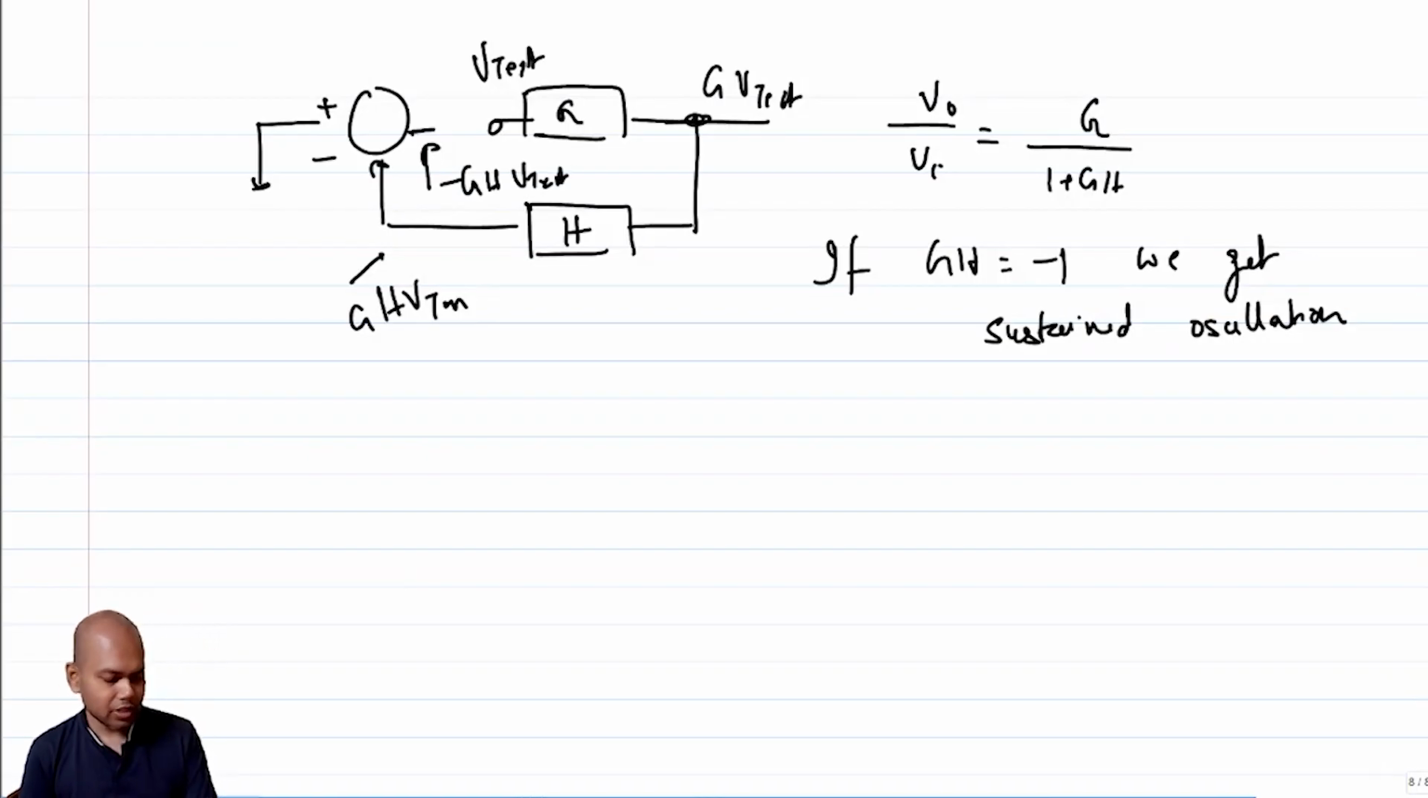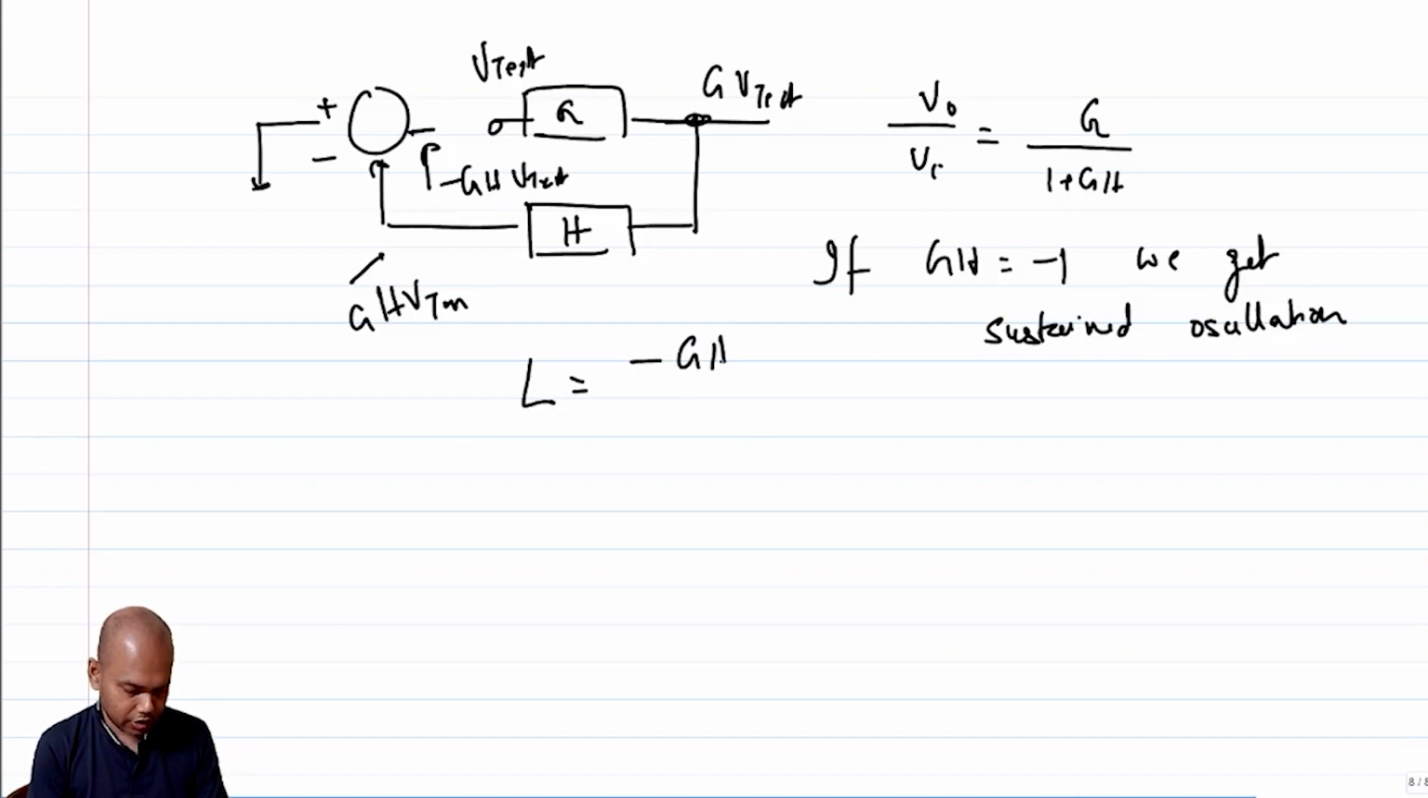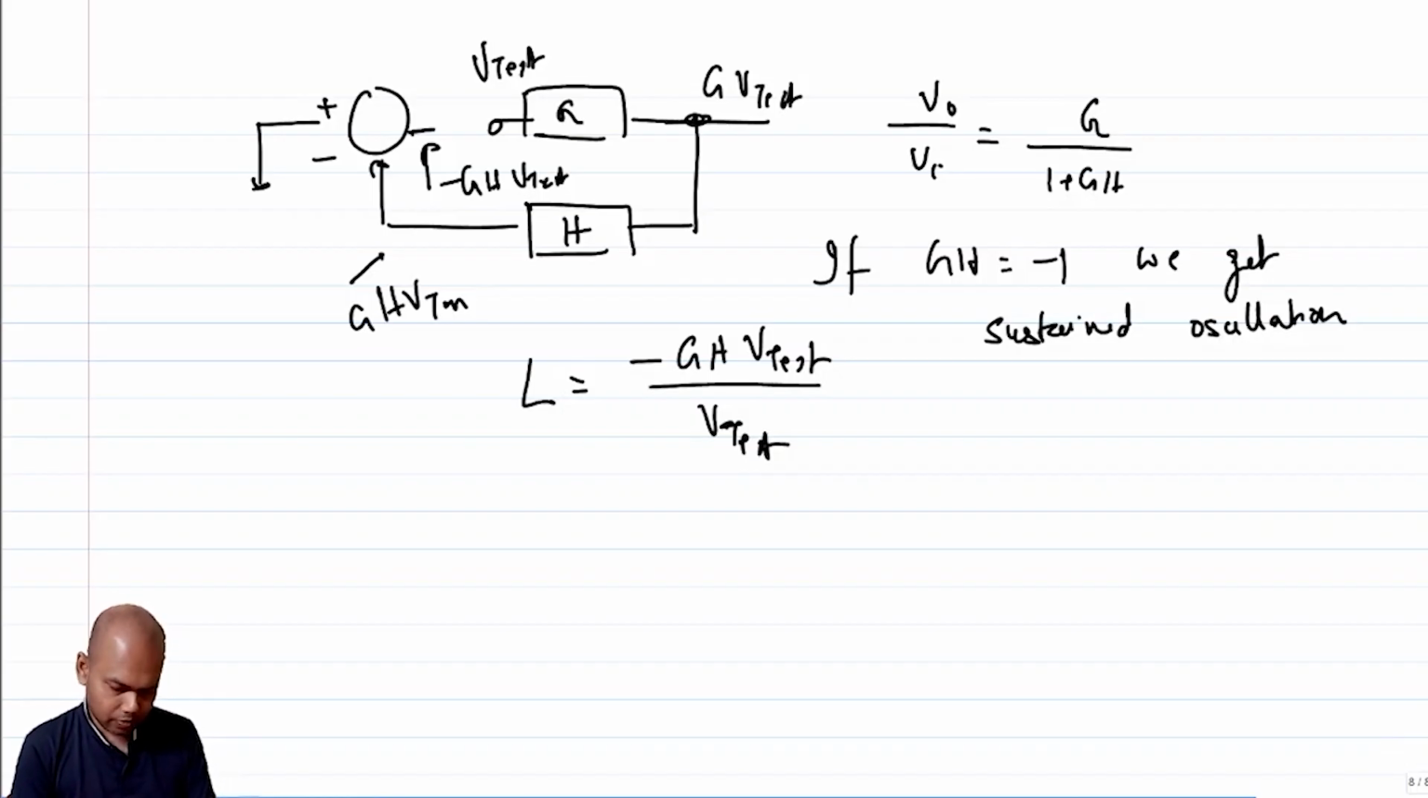So the loop gain is basically the return voltage divided by the applied voltage, that is V test, right? Your loop gain is minus of GH times V test divided by V test, and negative of that, right? So this is L. So this is GH equal to minus 1. If this becomes minus 1, then you have sustained oscillations, right?